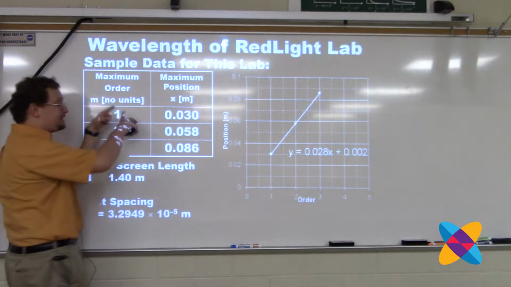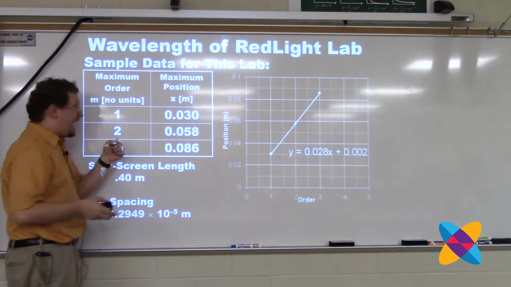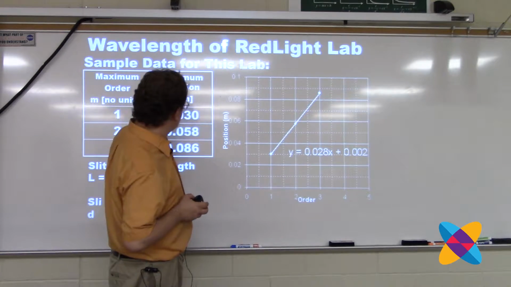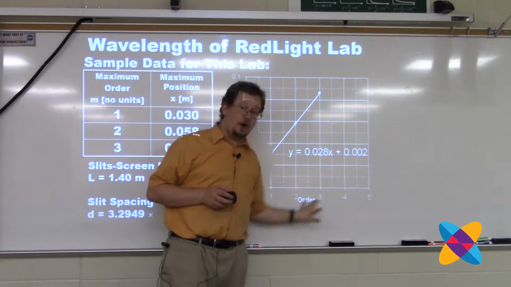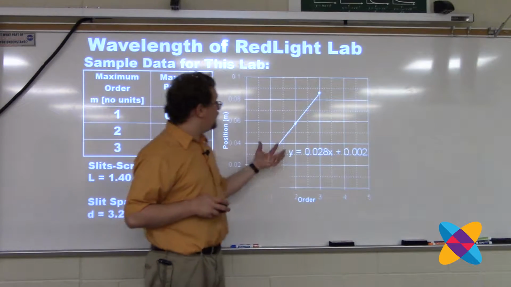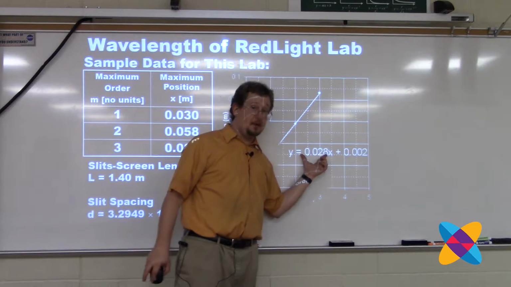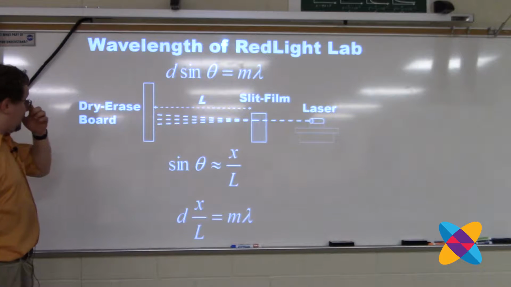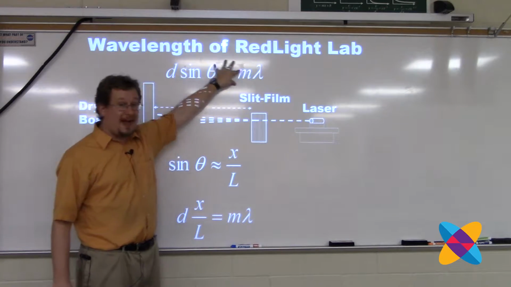And I just went from the central bright point over 1, over 2, over 3, you just saw that, and I get these positions. I graph position X going up, order number going to the right. I get a graph that is a line, looks like a pretty good line to me, and I get a slope. That slope can help me get the wavelength of red light. Okay, so first things first, this is the equation for diffraction.